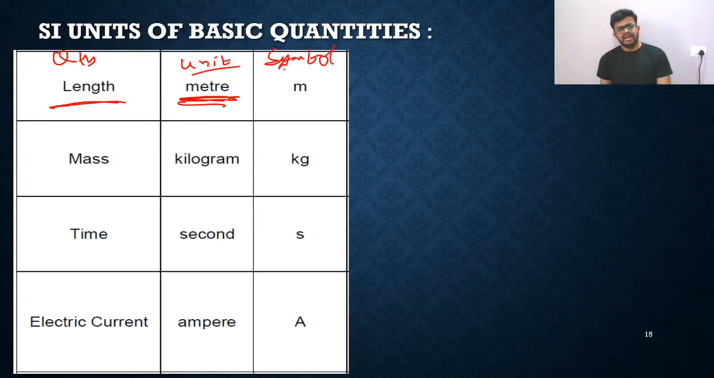This is its symbol. So generally we used to write the symbol only. First, length can be written as meter, and its symbol is m. So the unit of length is meter and the symbol is m.